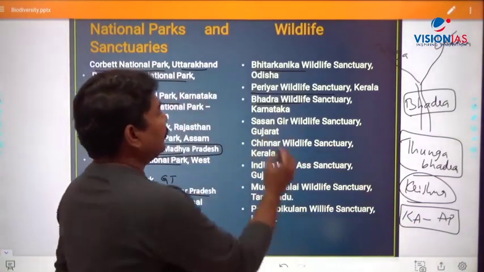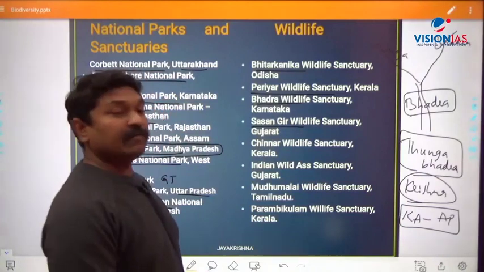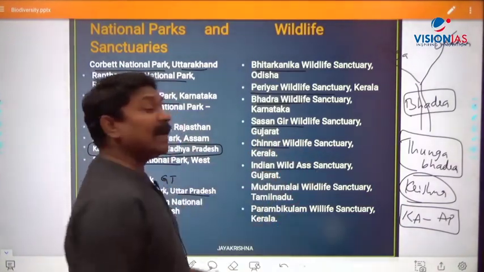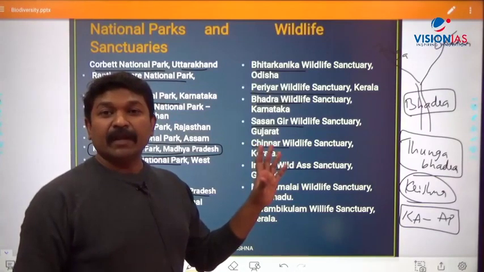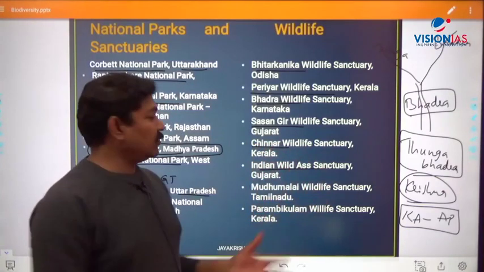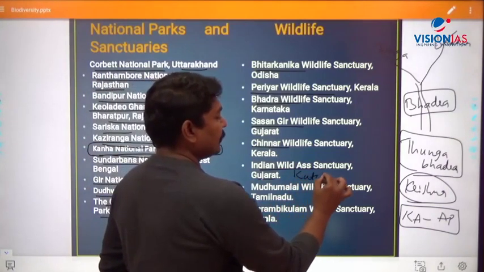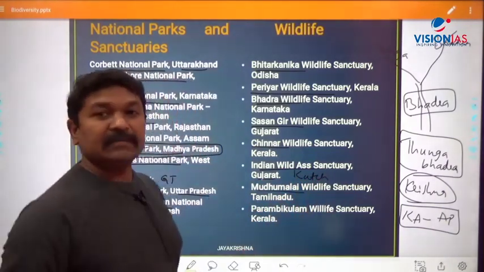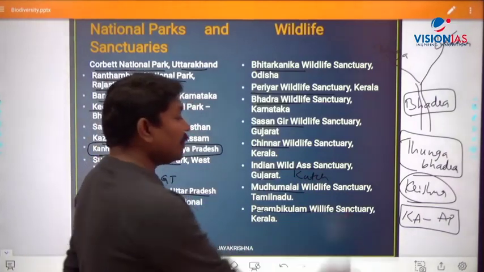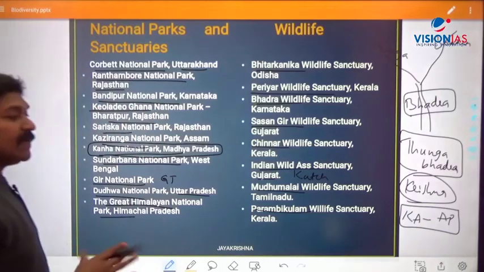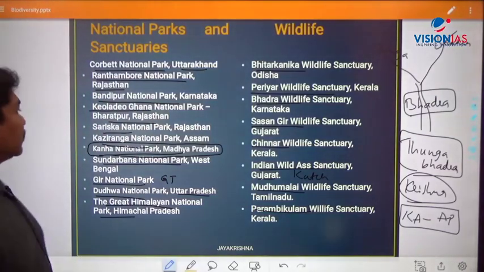This is Bhadra. Then Sasan Gir Wildlife Sanctuary of Gujarat, Chinnar Wildlife Sanctuary of Kerala, and the Indian Wild Ass Sanctuary, very important one, again in Gujarat, in the Kutch region. Then Mudumalai, Tamil Nadu. Then Parambikulam Wildlife Sanctuary, again Kerala. All these are some of the very best examples of national parks and wildlife sanctuaries.